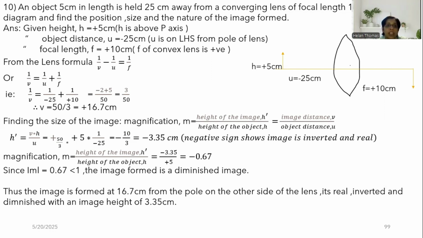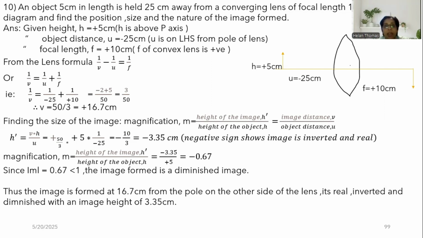So you have to write your reason at least in a bracket, or you can say comma, since height of the object is positive, or since the focal length of convex lens is positive, like that. Then from the lens formula, 1 by f is equal to 1 by v minus 1 by u. You have to find the v, right? So 1 by v is equal to 1 by u plus 1 by f. You will put your values and you get 1 by v as 3 by 50. So your v will be 50 by 3. Solve that value and get your answer as plus 16.7 centimeter.